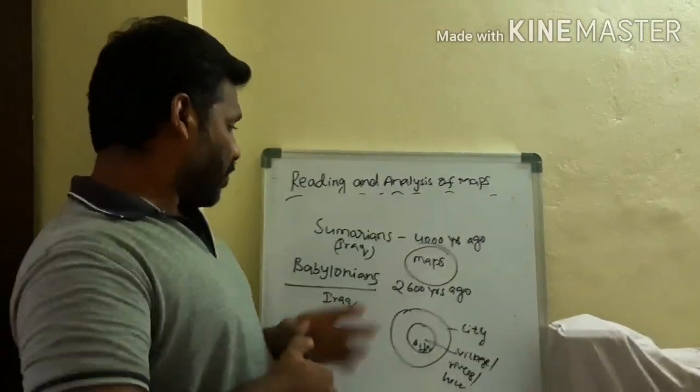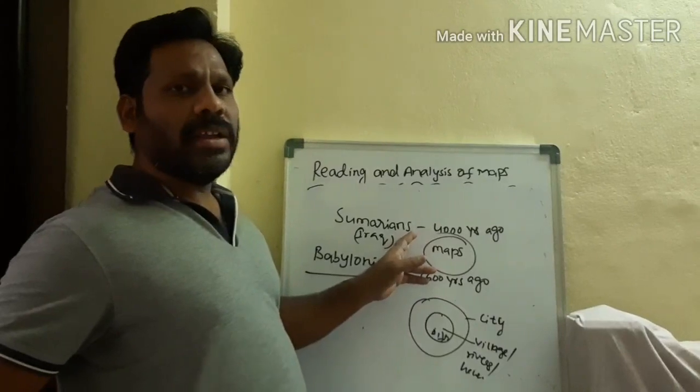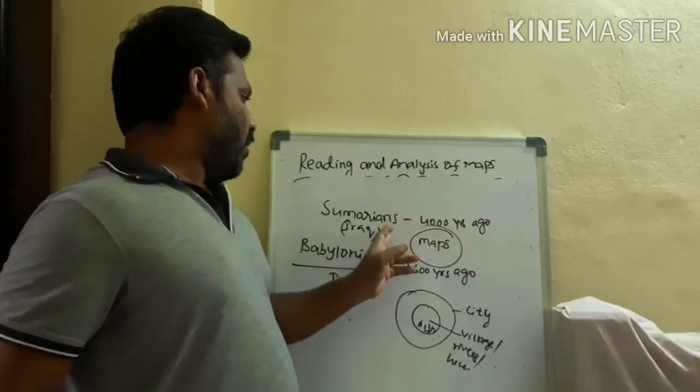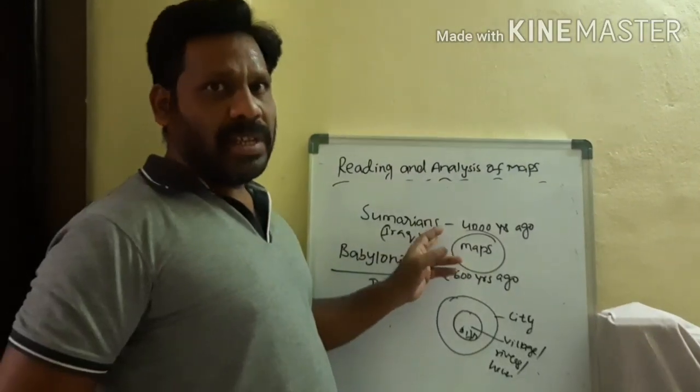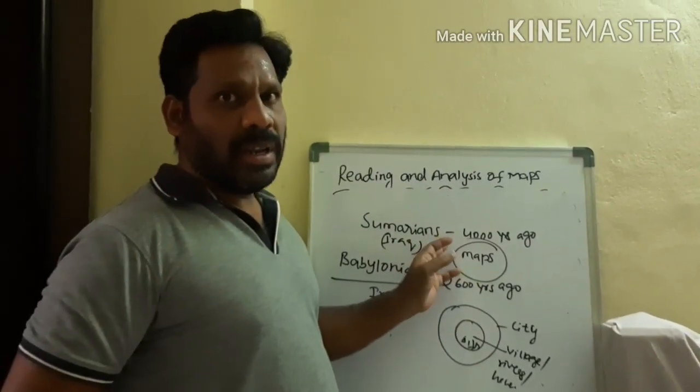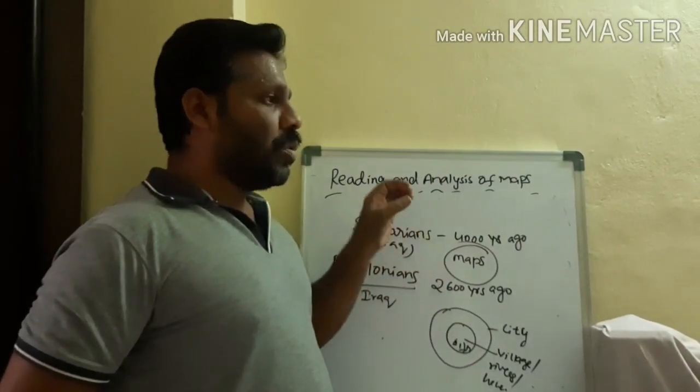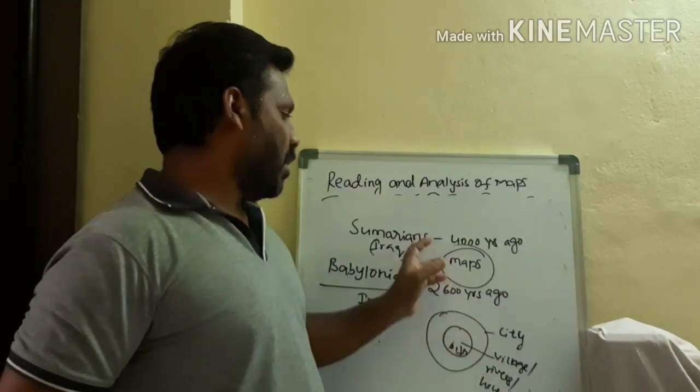So like this, the Sumerians prepared the earliest map 4,000 years ago, which covered large tracts of land for temple purposes. They were getting more and more income from the land only. So to keep the records, they prepared the maps.